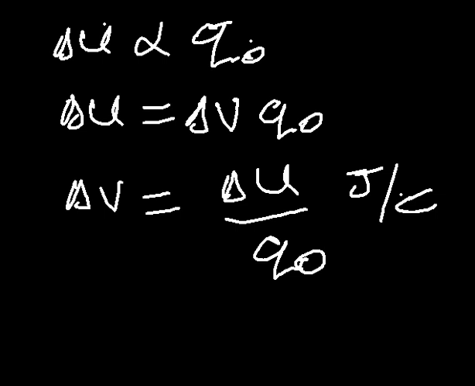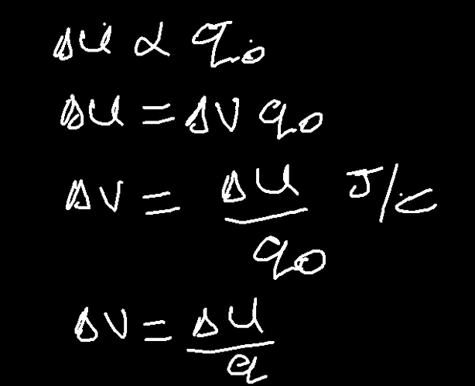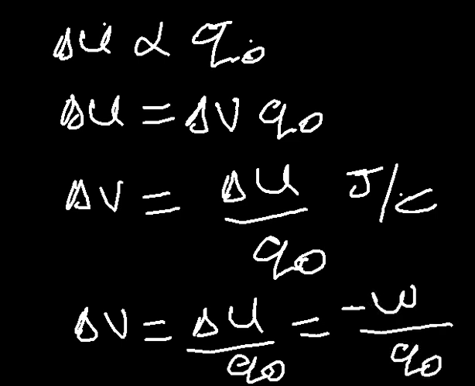So which means we can also have the electric potential energy. Electric potential can also be given as, apart from this expression, the change in electric potential energy divided by the charge. We can also have it as the negative work done divided by the charge. So this is also another formula for the electric potential.